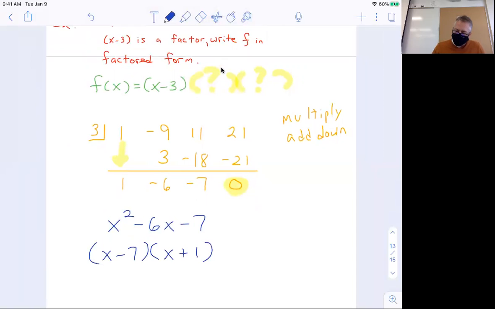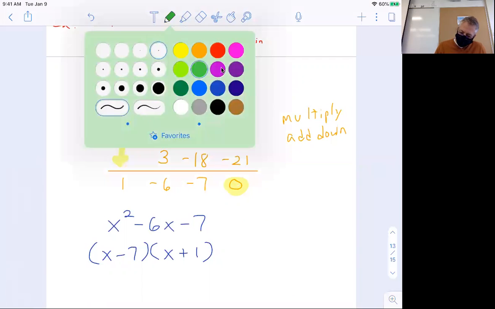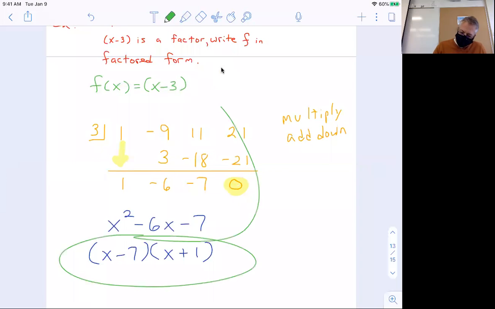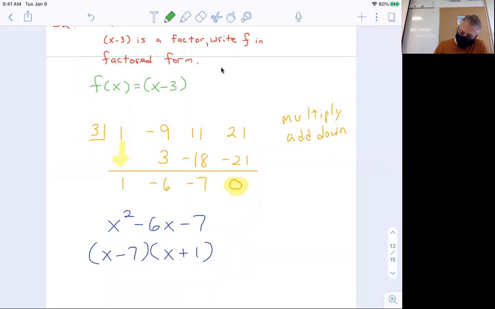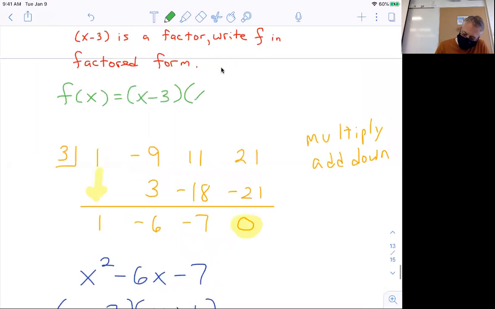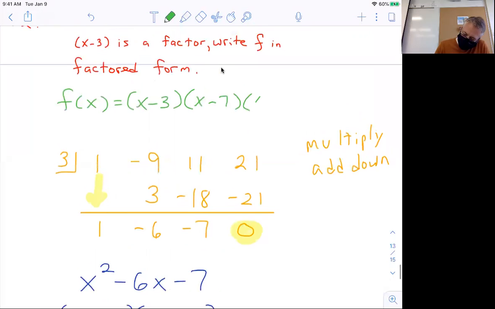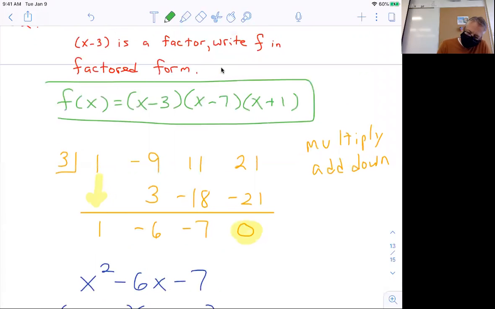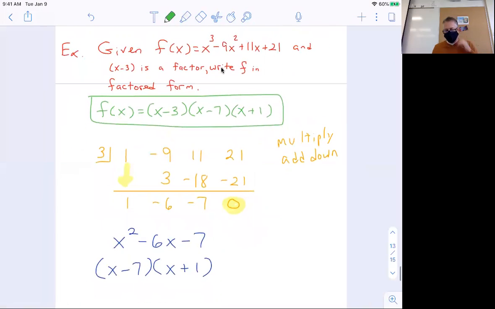So we factored that quadratic. And then I'm going to take them, and those are our answers. They go up there. So it's x minus 7 times x plus 1. And there it is in factored form.